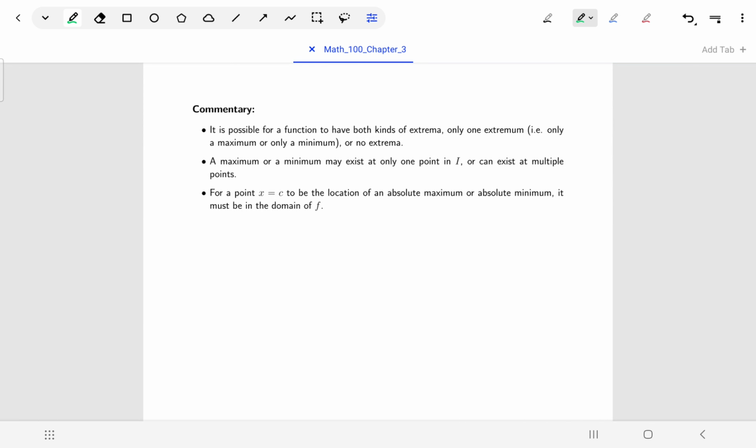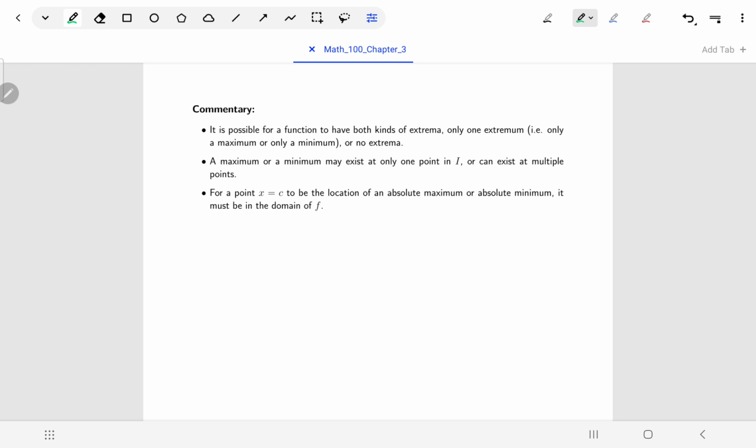Now, again, it's possible that we might have a function that has both. Maybe we've got a maximum and a minimum. Maybe we only have just a maximum or just a minimum. Maybe we've got none of the above. And maximums and minimums don't have to occur only once. If you have a maximum, maybe it occurs multiple times.